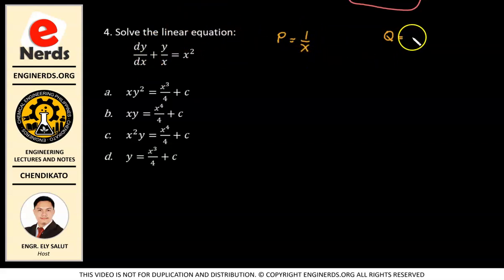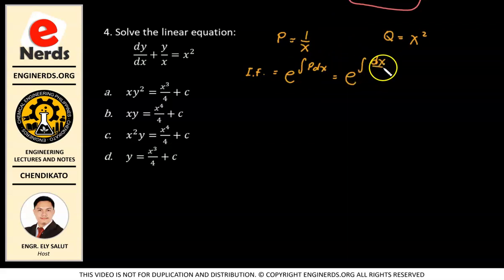And for our q, we have x squared. Yan yung nasa right side ng ating equation. So first is to identify our integrating factor, in which this is equal to e raised to the integral of p dx. So substitute natin yung ating p. So we have e to the integral of 1 over x dx.